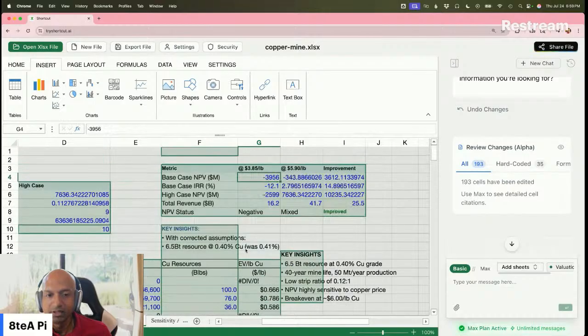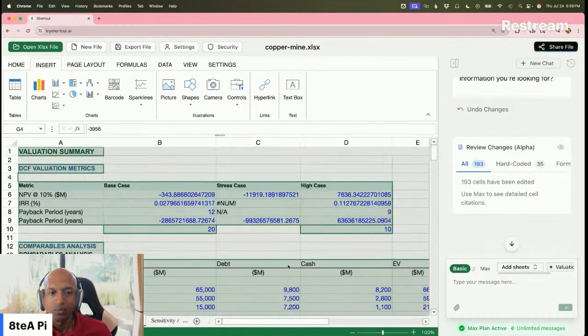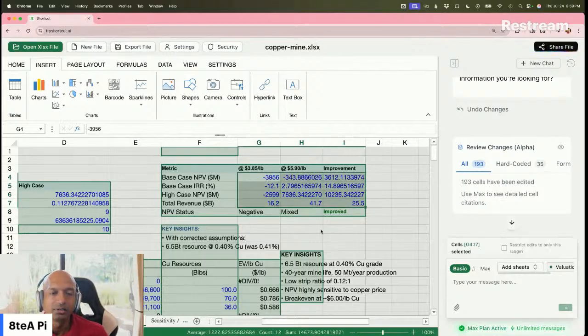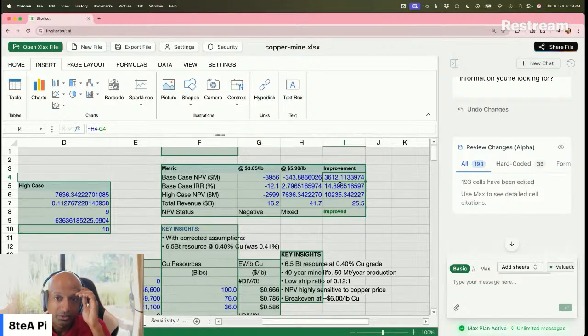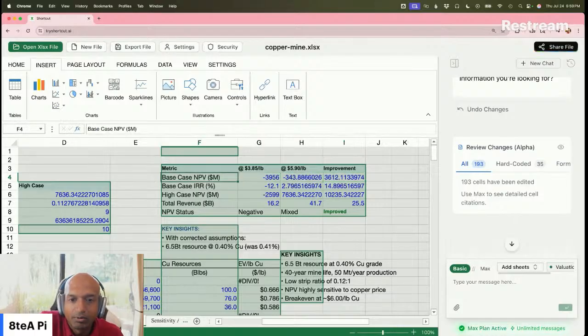It did NPV, base case NPV. So when I see these, I need to see that these are not hard coded. I need to see that you did the work and these are not hard coded. And I don't like the fact that it hard coded some of them, and it also mixed up the coloring and formatting, blue or not blue.